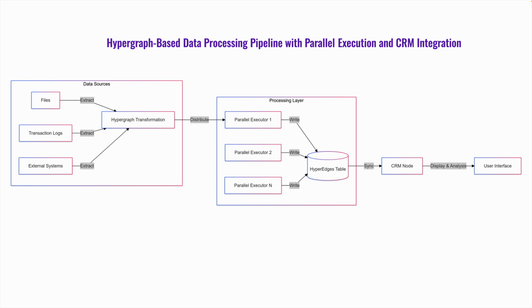Hyperedges are formed from files, logs, and external sources. They are processed in parallel and written to the database, and a central node synchronizes data with the CRM core. After integration, data becomes available for analytics and visualization.